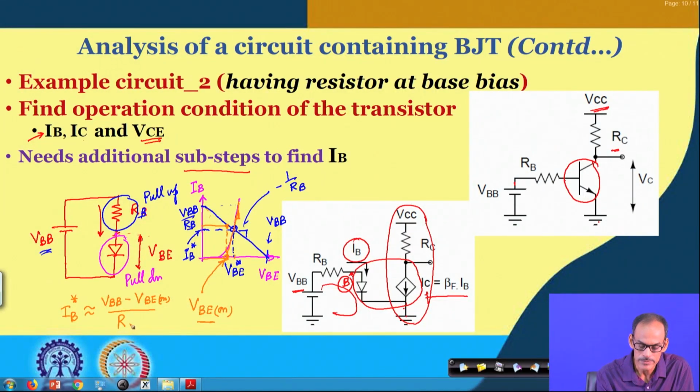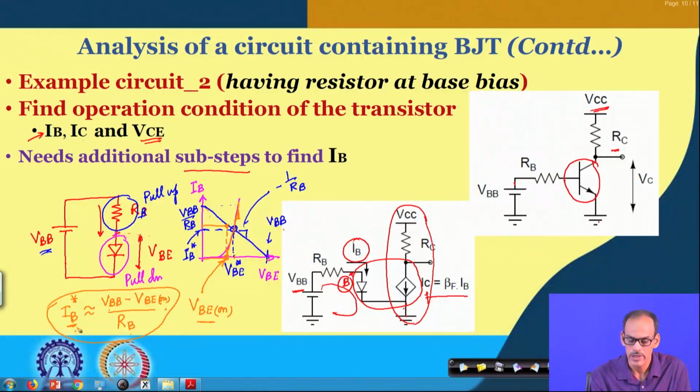How did you get this one? In fact, it is very simple. The slope of this line is minus 1 by RB, and I know this point, where the current is 0 and the voltage is VBB. So, the slope of this line you can get directly from that, and from that we can find the corresponding current. In other words, 1 by RB equals IB star minus 0 divided by VBB minus VB1. That gives us the IB star.